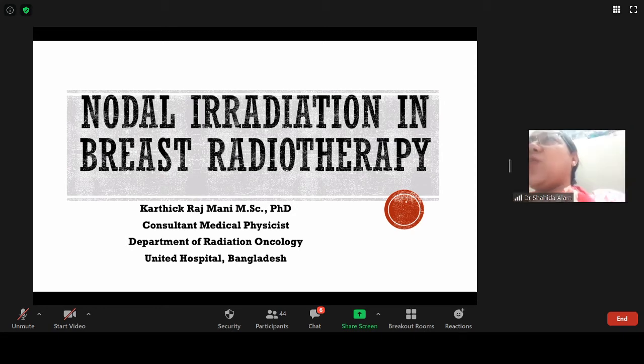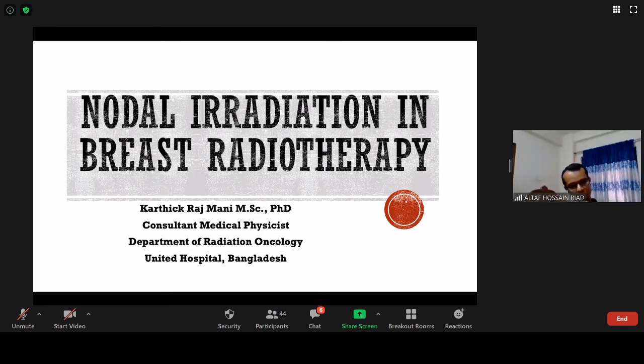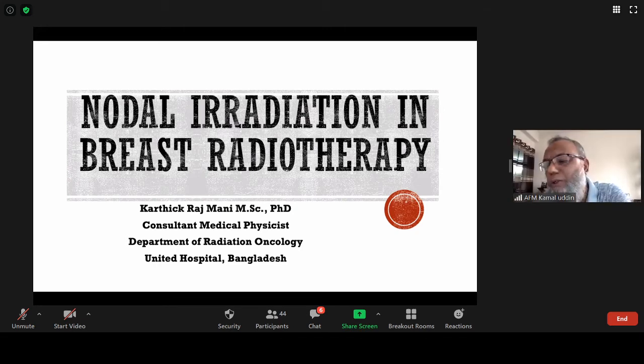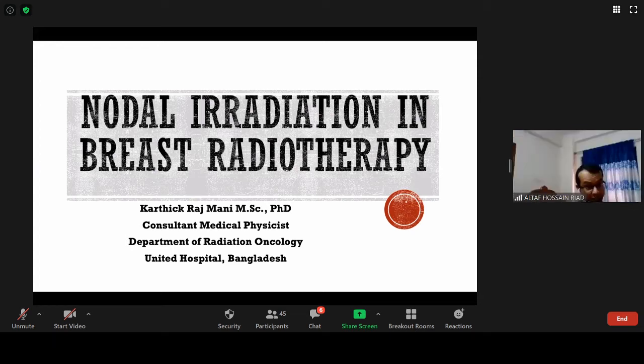Yeah, LVSI is one of the risk factors, but should we consider regional nodal irradiation only on the basis of LVSI, or can we spare it? You can spare. You need at least 3 to 4 factors when you don't have adequate node positivity. In node negative, with this risk factor, it is not recommended. If adequate dissection is done, then... Only surgical axillary staging, no dissection.